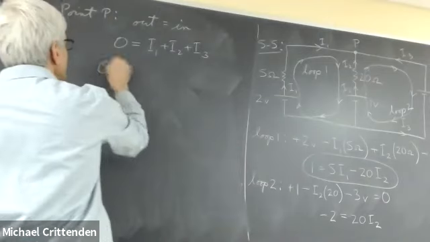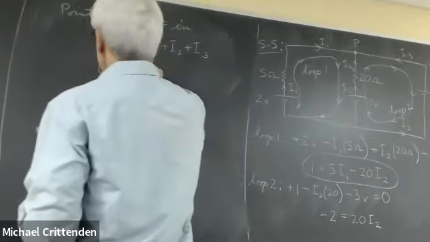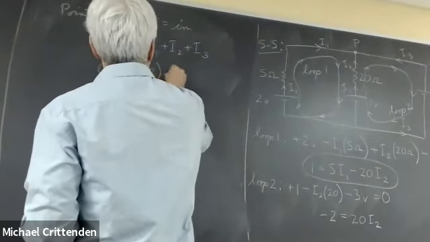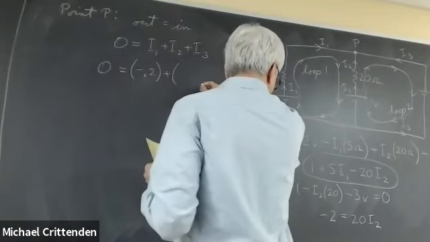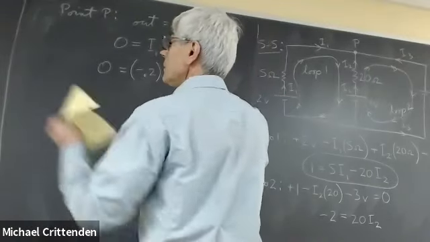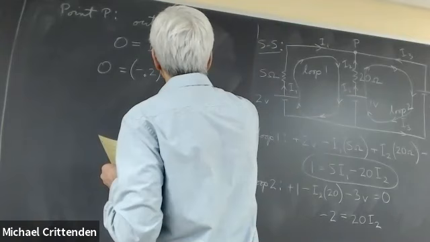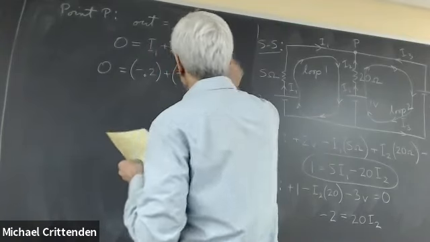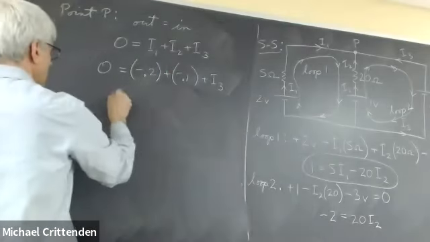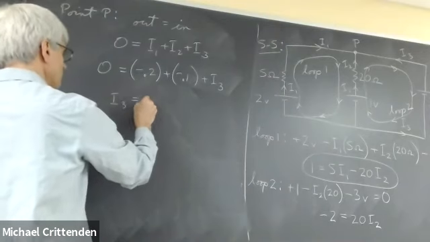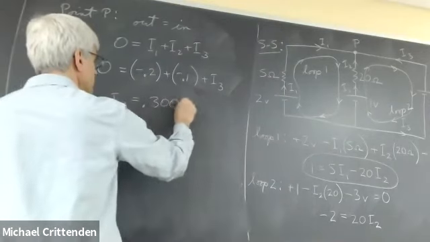So 0 equals negative 0.2 plus negative 0.1 plus I3. I3 is 0.3 of an amp.